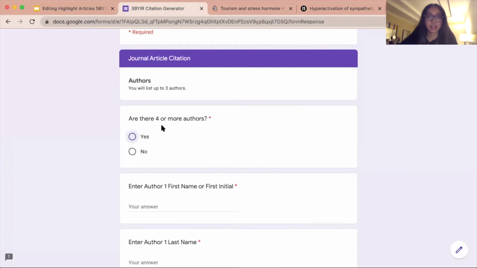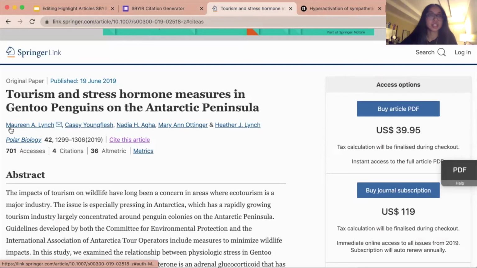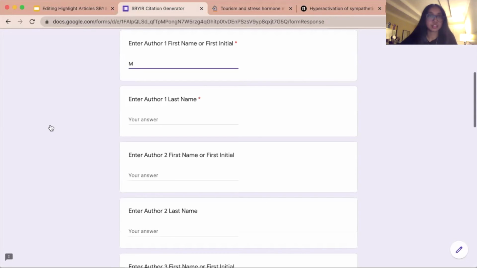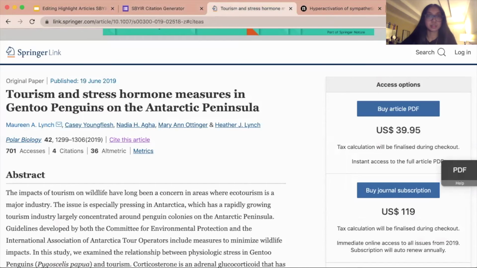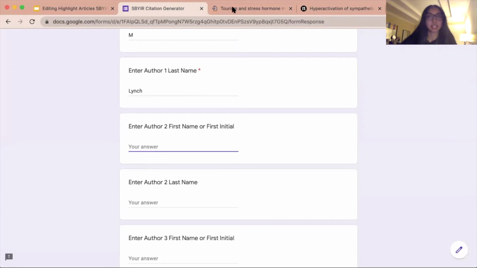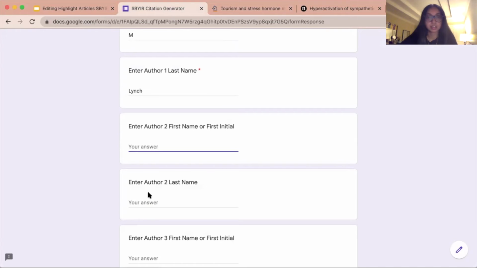Okay, enter author 1 first name or first initial. So the first author's first initial is M for Maureen. So I'm gonna put M, and then their last name, which is Lynch. And then it asks for the second author's first initial and last name. So that would be C, and then Youngflesh is their last name. So I'm gonna put C, and then their last name.